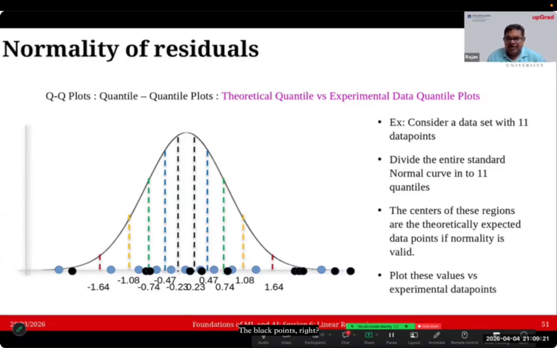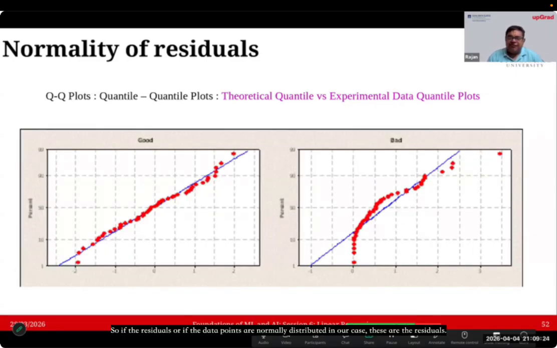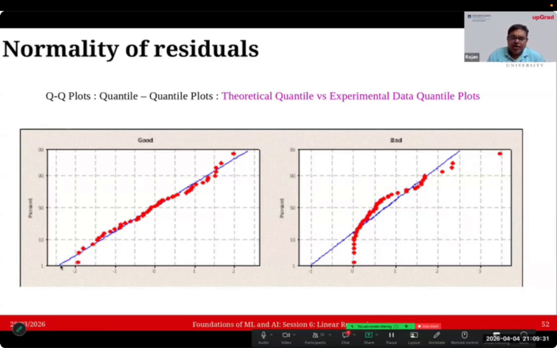So if the residuals, or the data points, are normally distributed, they would lie along this 45-degree diagonal line. This is the kind of plot I would find. This is called the QQ plot: theoretical quantiles versus experimental quantiles.